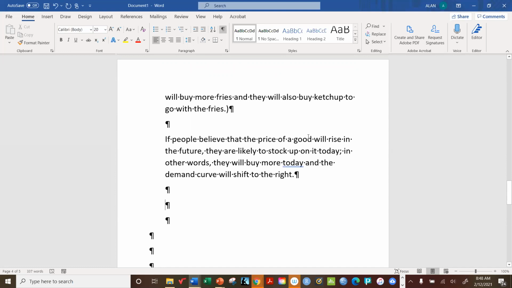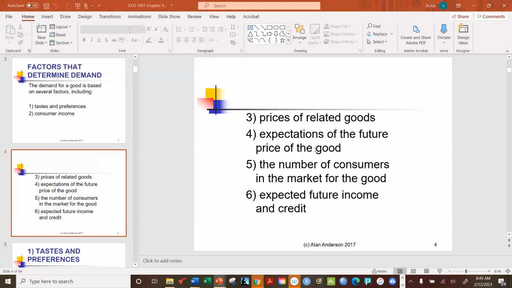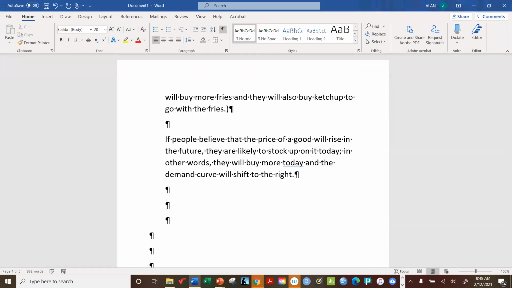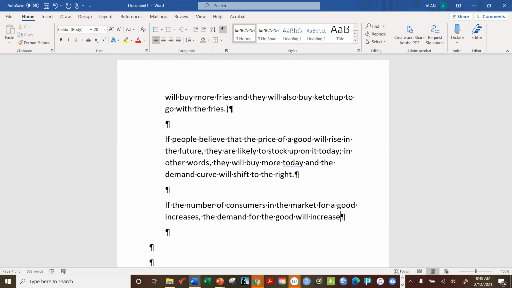But here, this is just the price of the good based on our expectations of its future price. So they'll affect their buying patterns today because they think something will change in the future. The number of consumers. Okay, if the number of consumers in the market for a good increases, the demand for the good will increase. Of course it will, because there's more people. And the demand curve will shift to the right.